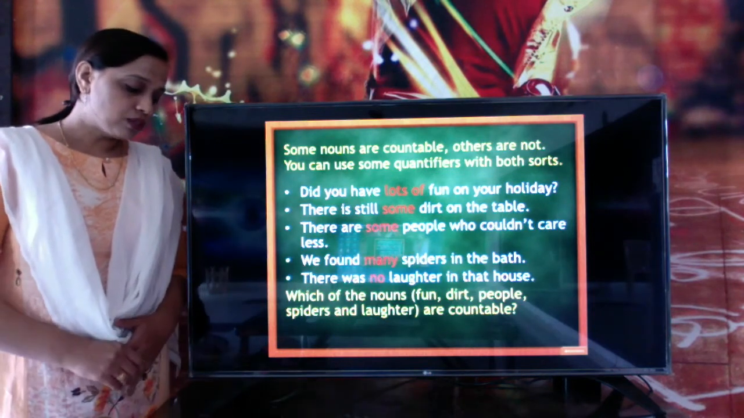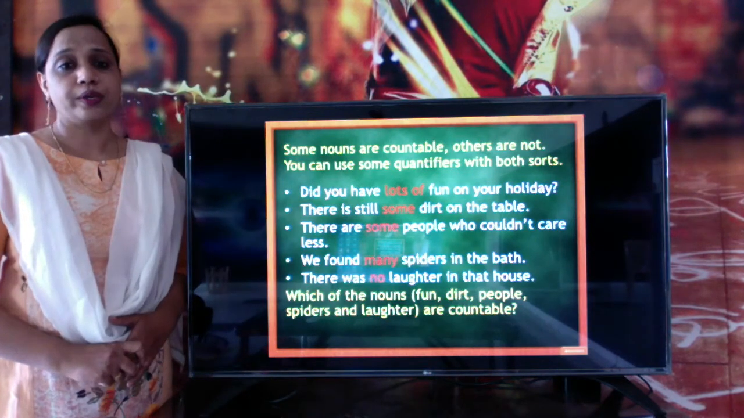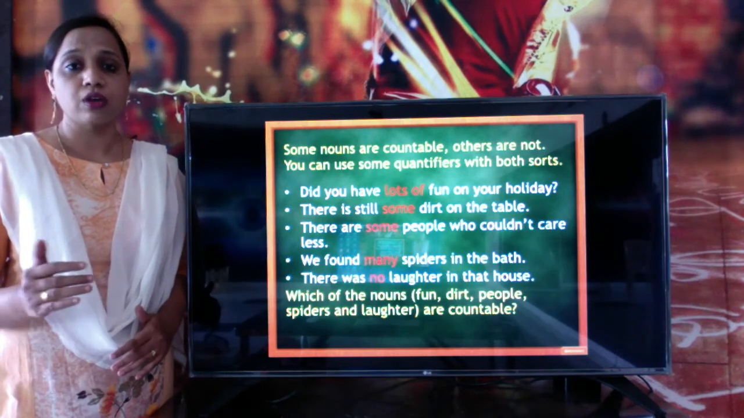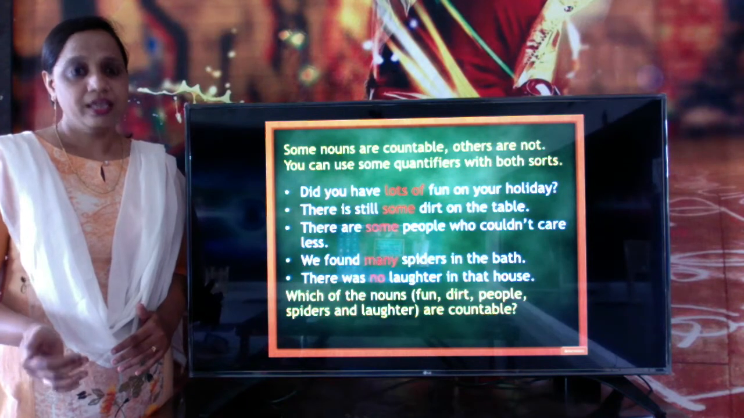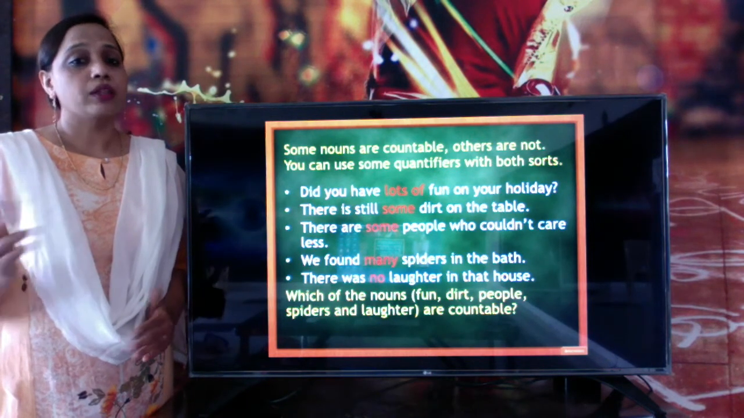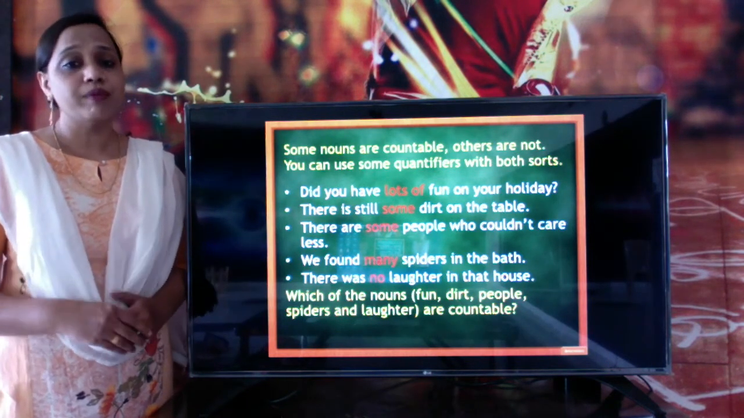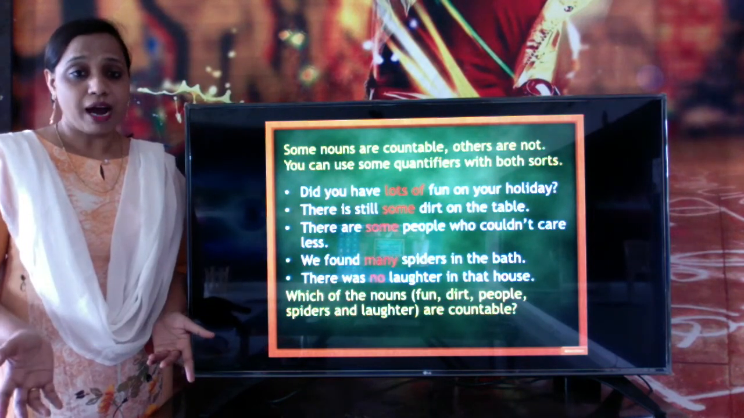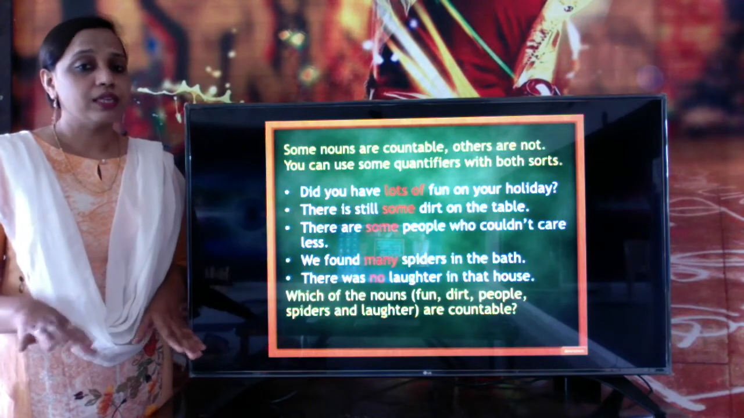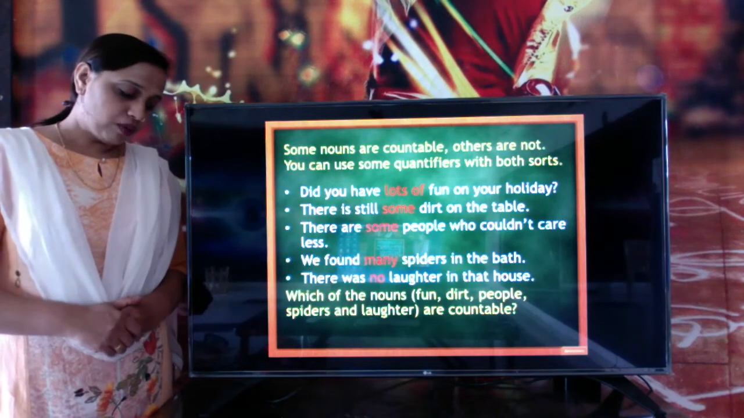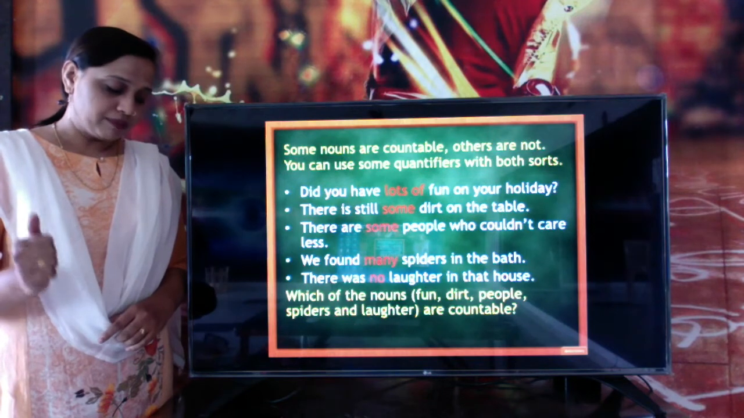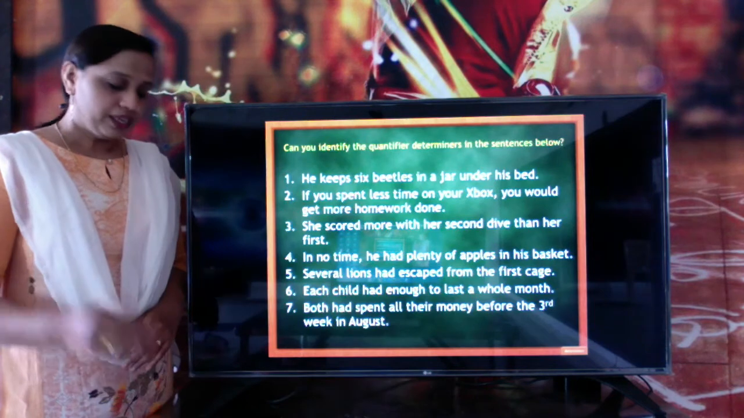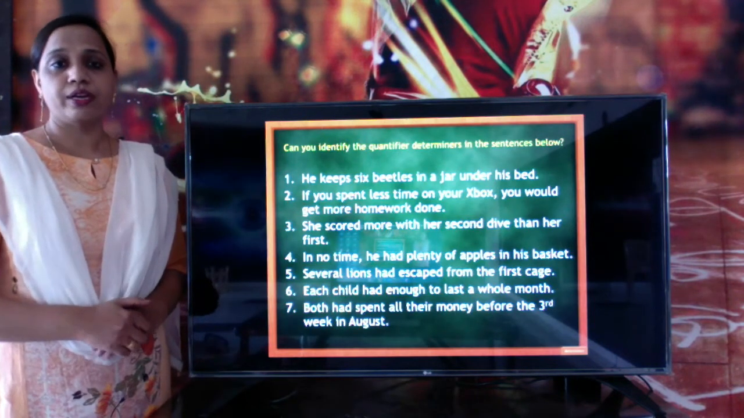Okay? Some nouns are countable, others are not. You can use some quantifiers with both sorts. Okay, did you have lots of fun on your holiday? There is still some dirt on the table. There are some people who would not care less. We found many spiders in the bath. There was no laughter in that house. Which of the nouns, fun, dirt, people, spiders and laughter are countable? So, here are a few examples.